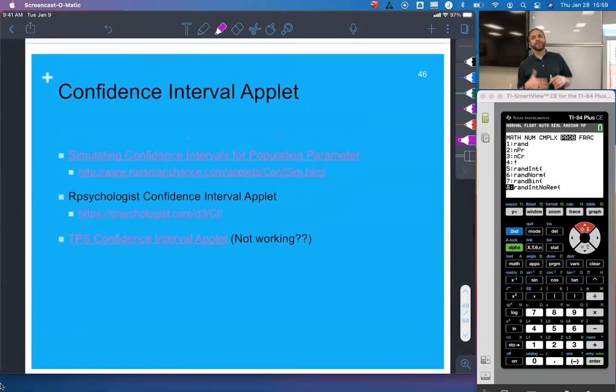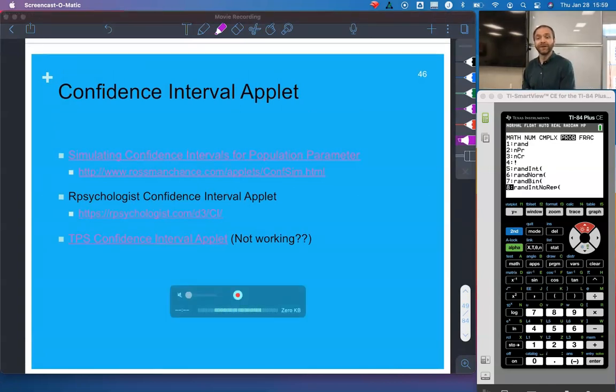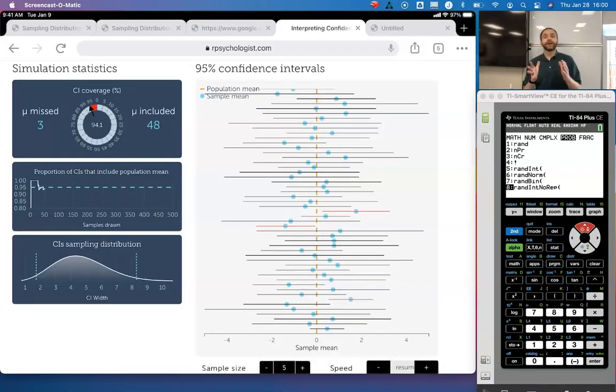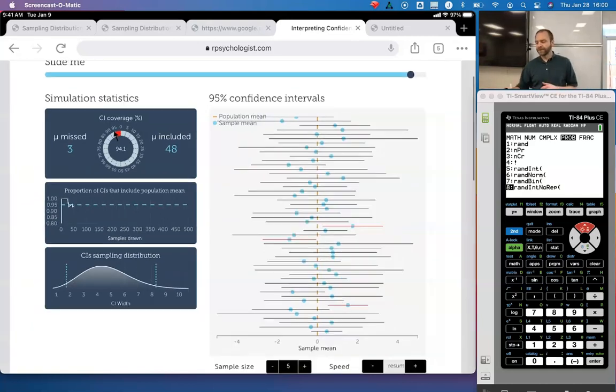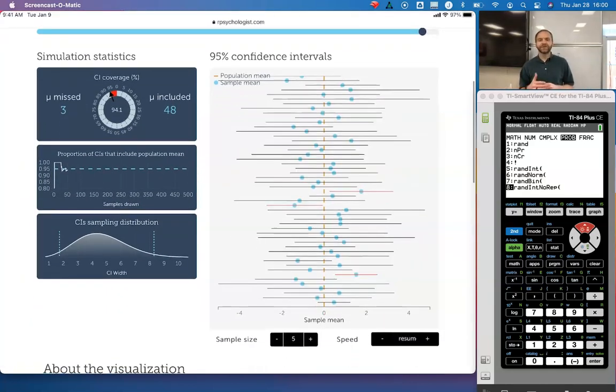Now, what I'm going to do is pull up an applet right now that goes through and shows you what confidence levels and intervals really are. All right, so here we go. This is something to simulate what a confidence level is. Right now, I'm setting our confidence level at 95%. I'm going to hit resume, and it's going to start capturing. Right now, my sample size is 5.